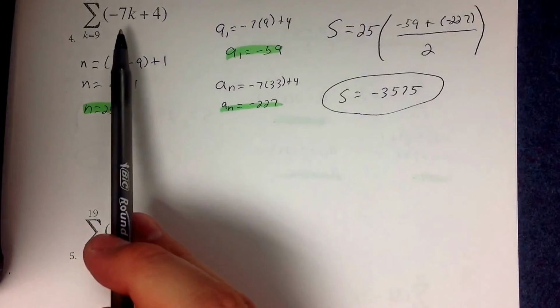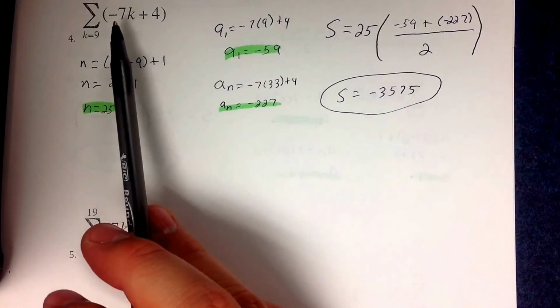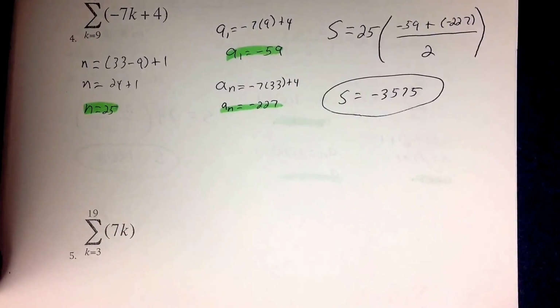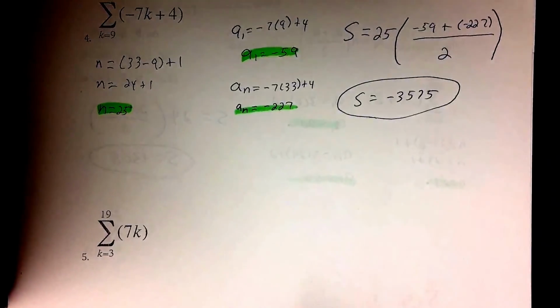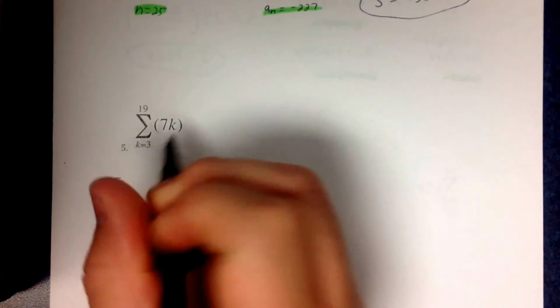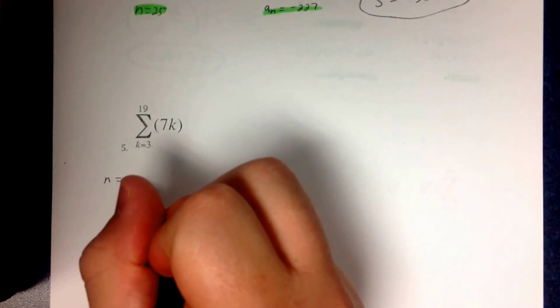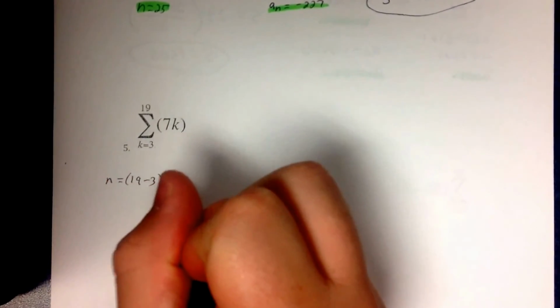And it should make sense that that's a negative number because the slope is negative 7, so it's going to be adding a bunch of negative numbers together. So let's do one more. Let's look at number 5. The sum starting at the third term to the 19th of 7k. So again, n would equal top minus the bottom, so 19 minus 3 plus 1. So 19 minus 3 is 16 plus 1, so n equals 17.